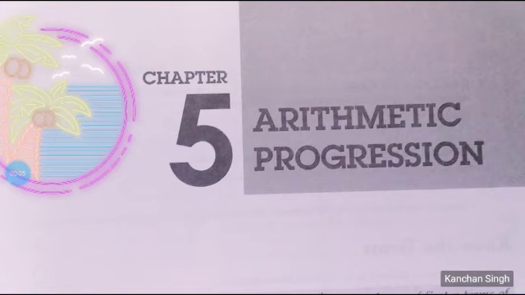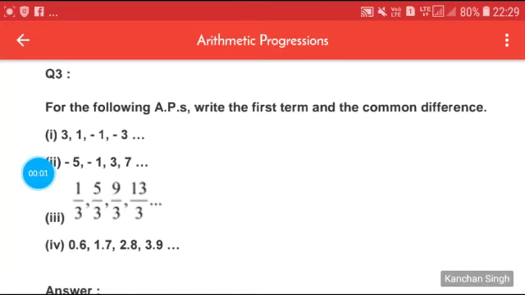In our previous class, we solved exercise 5.1. From that, we solved question number 1 and 2. And today we will solve question number 3 and 4. Now see, our question number 3 is: for the following APs, write the first term and the common difference.